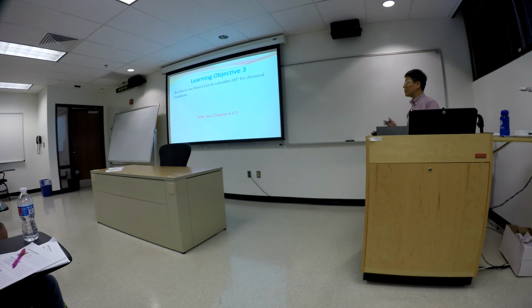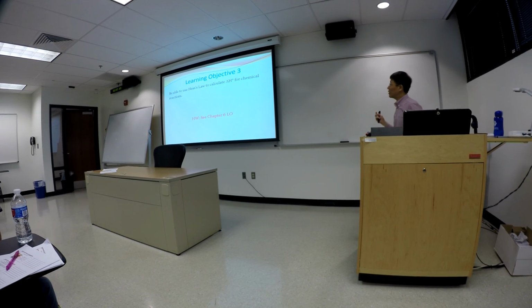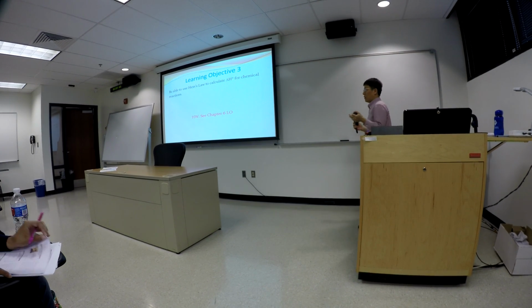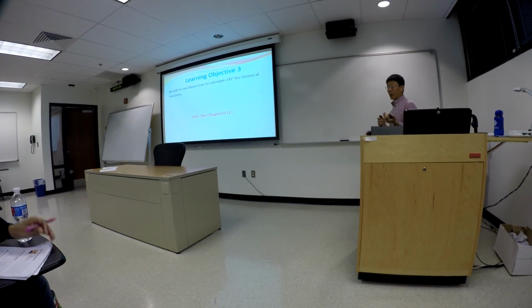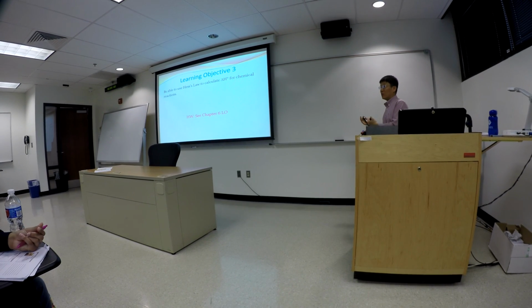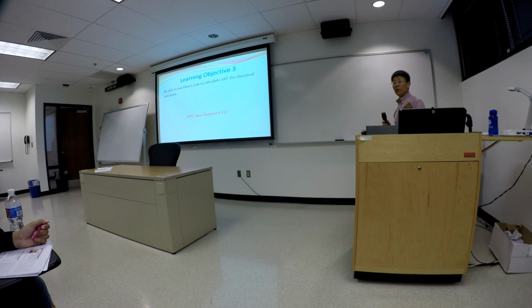So we're going to continue our discussion in chapter 6 and learning objective number 3. Now in chapter 6, we're talking about the energy aspect of chemical reactions. We're trying to quantify the amount of energy either needed for the reaction to happen, or the amount of energy that will be released to the environment when the reaction is finished. In the first learning objective, we gave you a lot of definitions. What is work? How do we define energy? What is an exothermic reaction? What is an endothermic reaction?